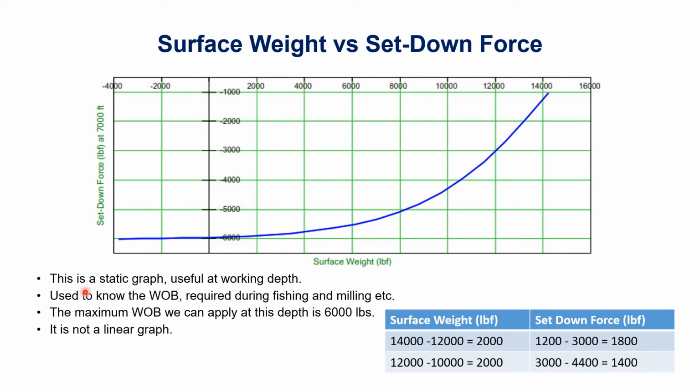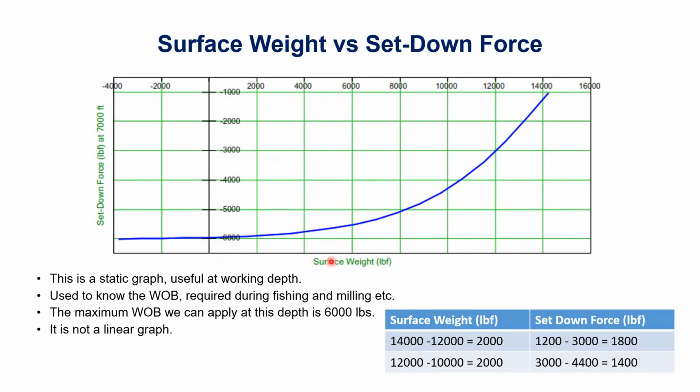This graph is used to know the weight on bit required during fishing and milling, etc. That is, how much weight on bit we can apply in a particular well with a particular coil. We can obtain this information using this graph. The maximum weight on bit we can apply at this depth is 6,000 pounds. Okay, see, this is the actual chart.